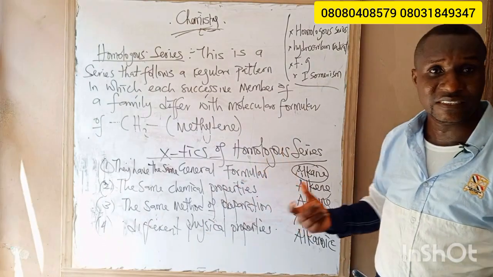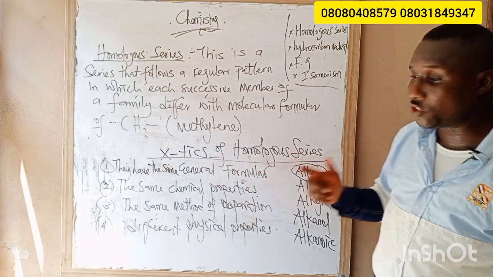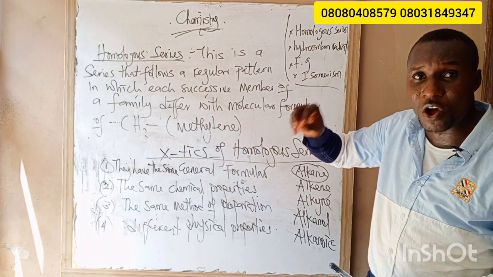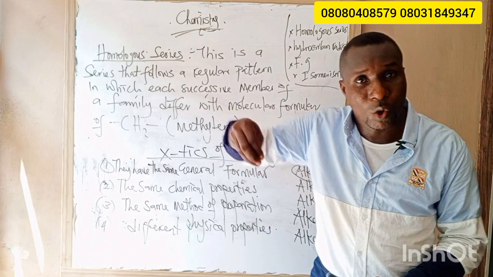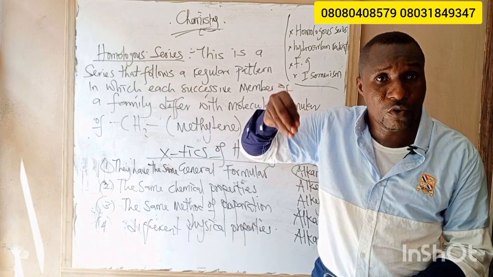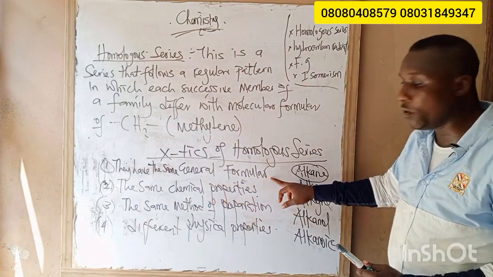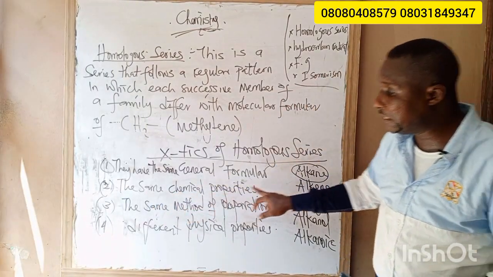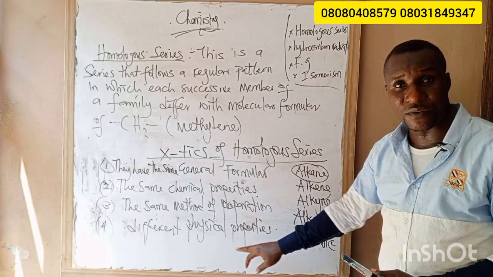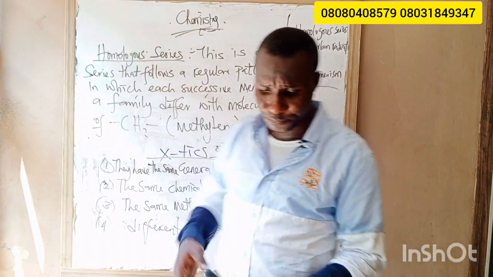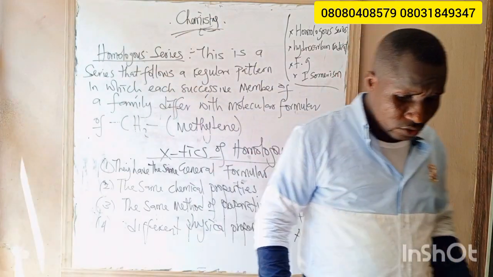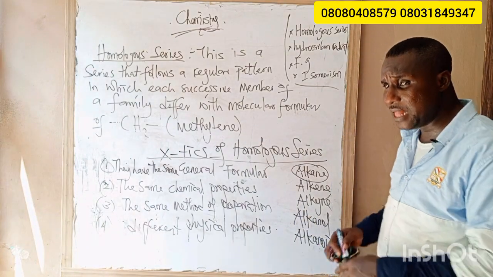Then these are the characteristics of homologous series: all successive members in a family, that means in a homologous series, have the same general formula, the same chemical properties, the same method of preparation, and different physical properties. Then let us look at the root words, how you can get the names of homologous series and all the members in there.